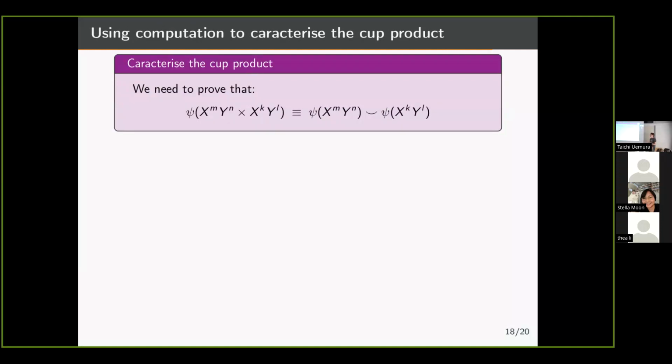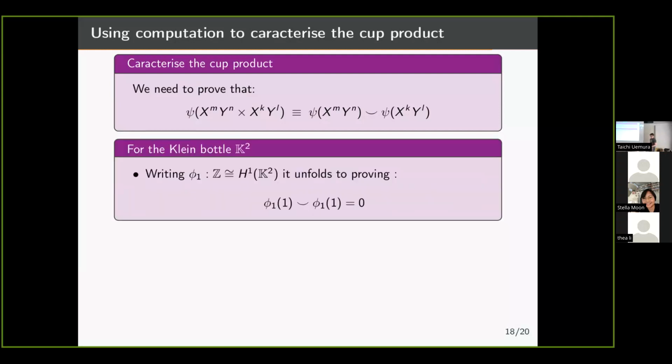So now that we have said that, how can we actually do this? Well, those are equations. You would think, oh, maybe you can actually compute them. After all, we are using synthetic mathematics. That's kind of the end goal, to be able to compute stuff. Well, for the Klein bottle, if you name phi1 the computation of h1, it just unfolds to proving that phi1 squared is 0.